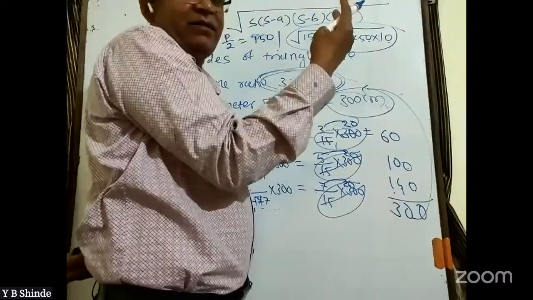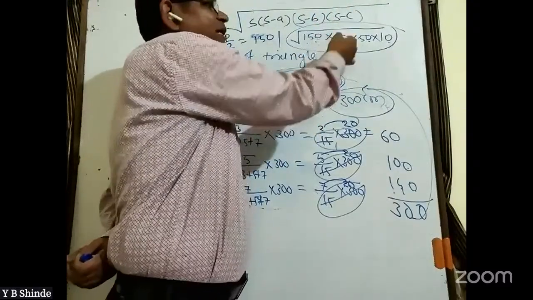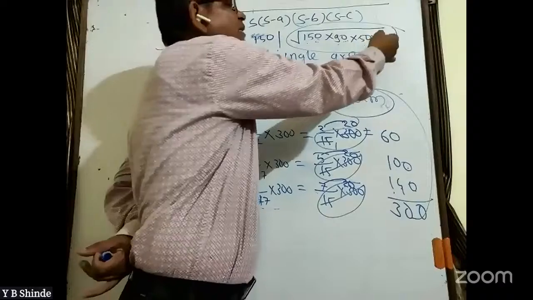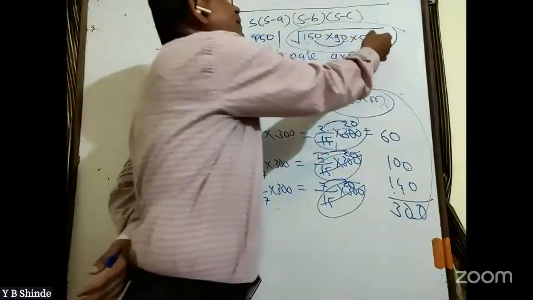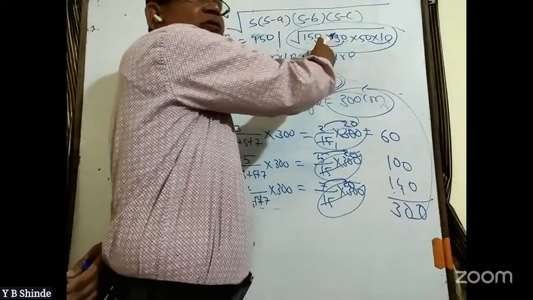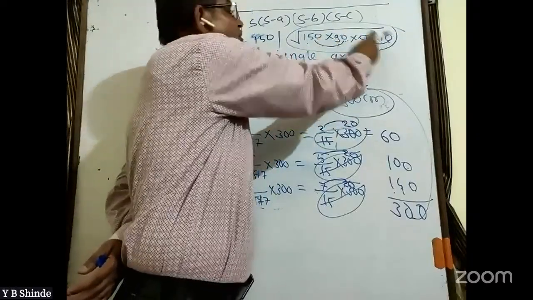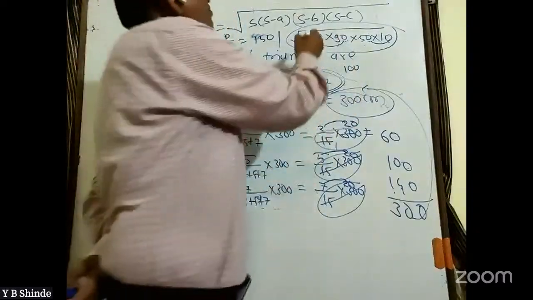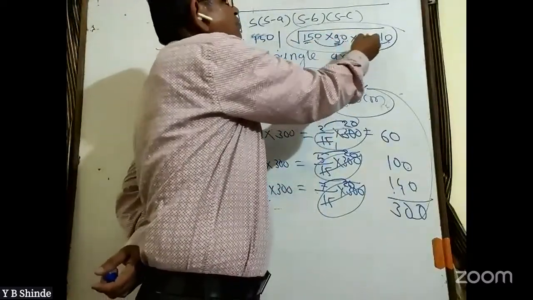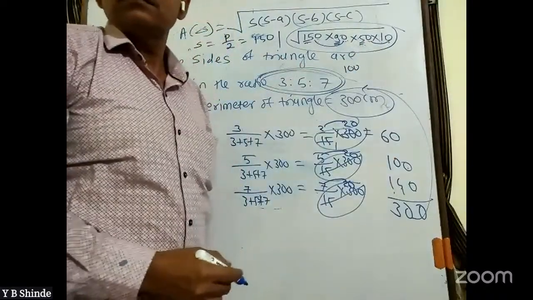Under the root, this is 15 into 10, this is 9 into 10, this is 5 into 10, and this is 1 into 10. So 10 into 10 is 100. The square root of 100 is 10. Now 15, 9, 5, very simple thing.